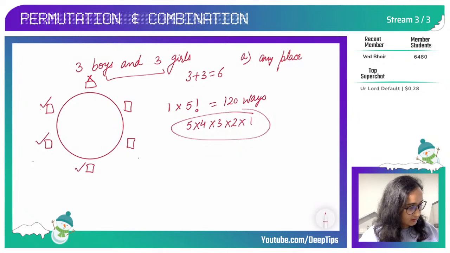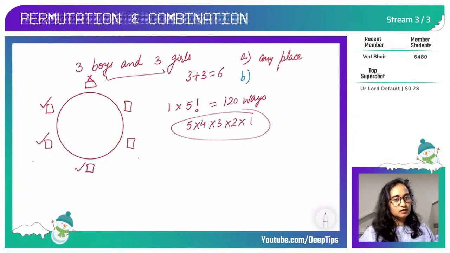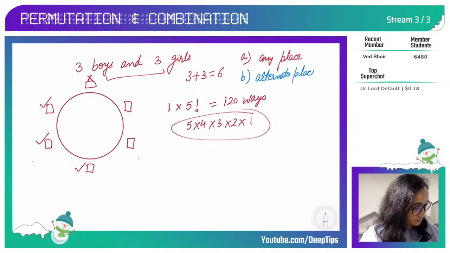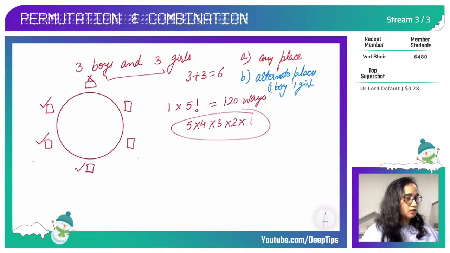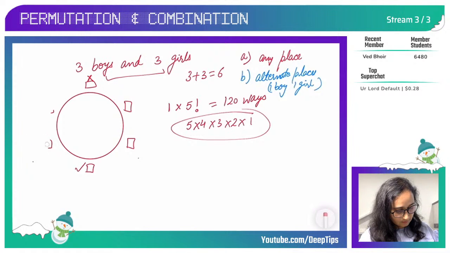The second case is when 1 boy and 1 girl are sitting adjacent to each other, meaning they are alternate. So we can write here boy and girl at alternate places. 1 boy, 1 girl, like that. Or you can say boys are sitting adjacent to a girl, something like this. Okay, so let's erase these things.